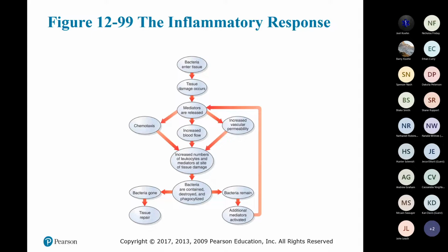Bacteria are generally contained due to inflammation. Remember, inflammation isolates bacteria or isolates an infection to one area, and then hopes that our body fights it off. If not, our body then will induce our immunologic response. From there, once everything's attacked, our inflammation starts lowering a little bit, and the tissues begin repairing themselves.